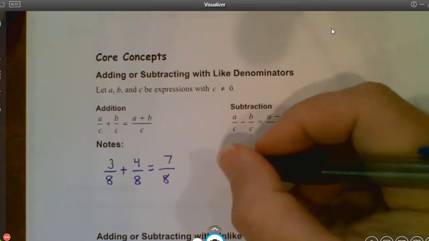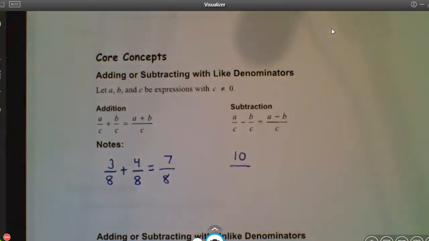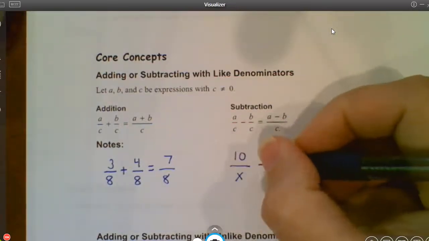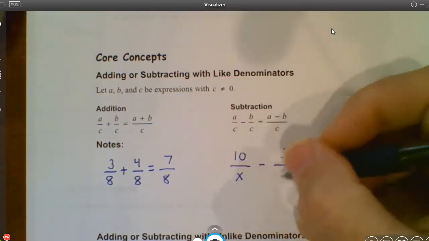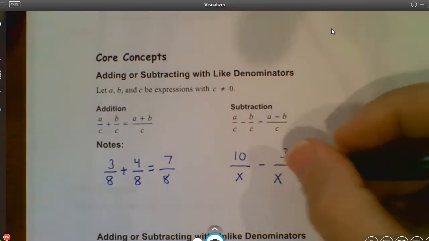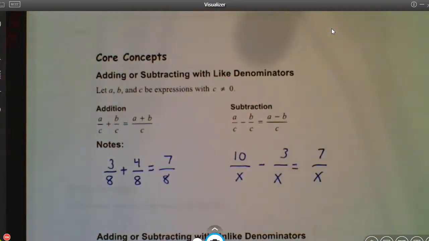Remember, this whole chapter is about what we call rational functions, which means you're going to have an x somewhere in your denominator for these guys. So if I were to do 10 over x minus 3 over x, right? Again, I just combine what's on top. The bottom doesn't change. So it goes something like this.